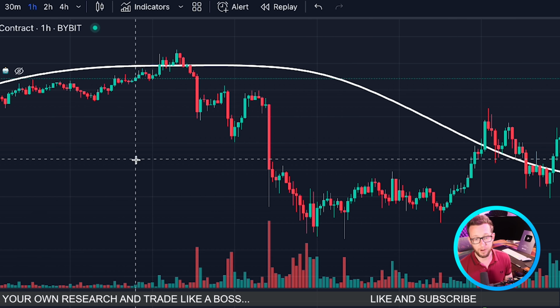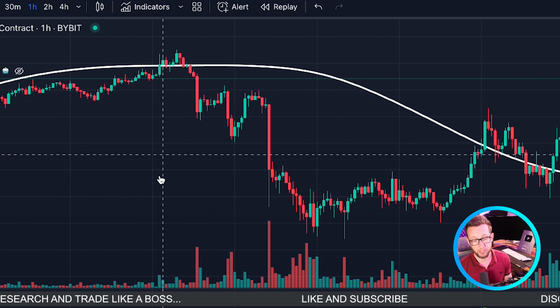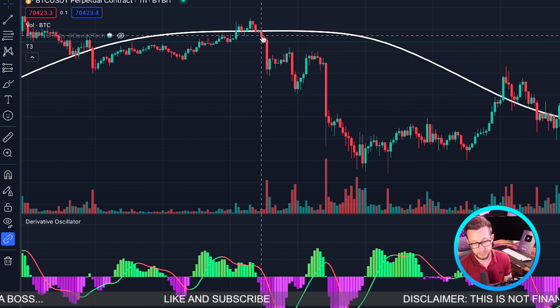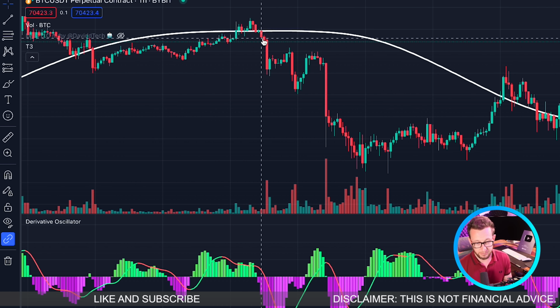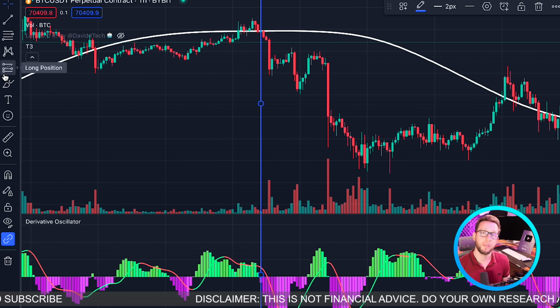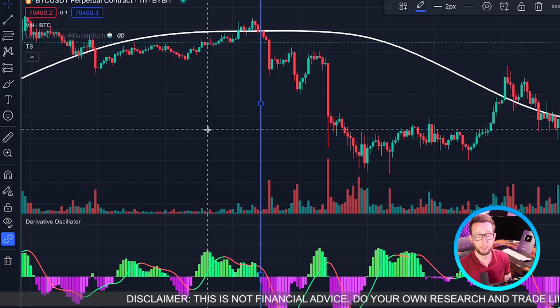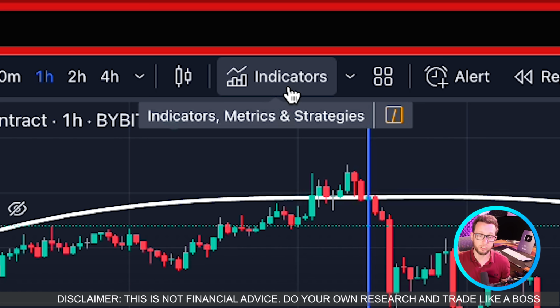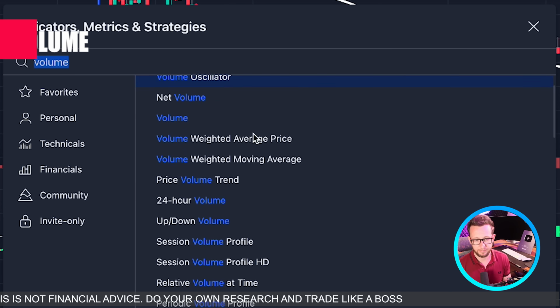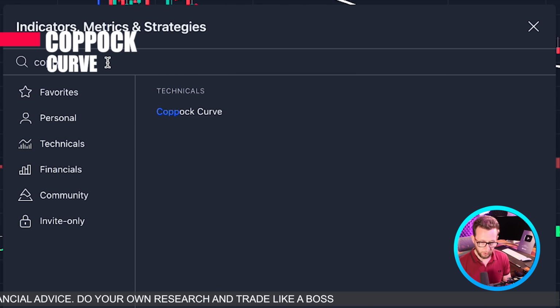Okay, so when price is below the T3, we're looking for shorts. So we're looking for our histogram to go pink. And as you can see here, this would have been an absolute perfect entry just here. But we like to add a volume indicator as well for our volume. So we're going to add another indicator on our charts. So we're going to add the volume oscillator, this one here. And I'm also going to add the Workbook curve.